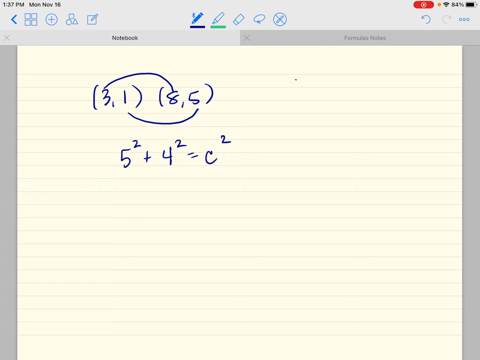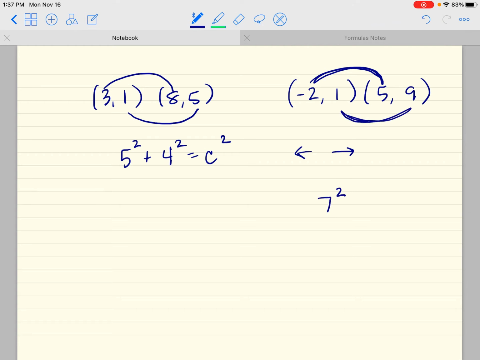So if I was solving, I'm just going to make up any 2 random points, okay? So let's say 5 and 9. If I wanted to solve this one, I could use a distance formula. Or I could say, how far is it on the graph vertically from -2 to 5? Well, 2 units that way and 5 more that way, that's 7 units. And then how far is it from 1 to 9 on my graph? Well, from 1 to 9, that would be 8 units. So 7 squared plus 8 squared is going to have to equal c squared.